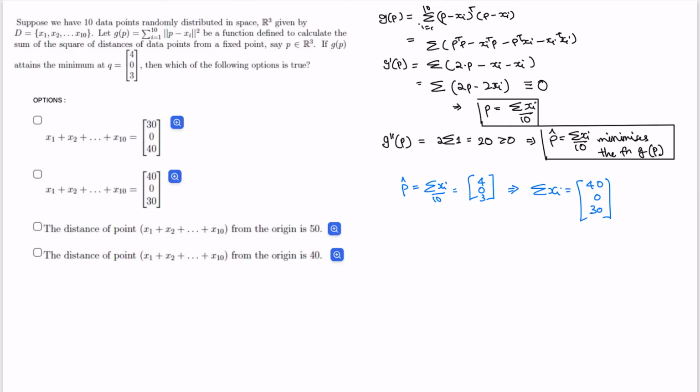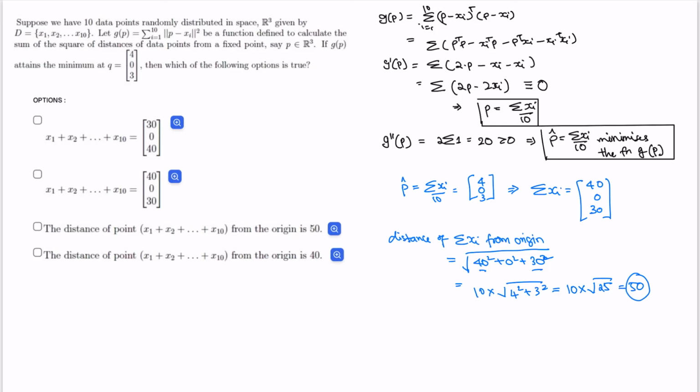Now we have to compute the distance of this particular point, summation Xi, from the origin. So we know the distance from the origin is nothing but the square root of the sum of squares of the individual components, which is the square root of 40 squared plus 0 squared plus 30 squared, right? Now that will be nothing but, let me take 10 squared out, so I can write this as 10 times the square root of 4 squared plus 3 squared. Now we know the square root of 4 squared plus 3 squared is 5. So the answer is 50, right? So we can say that the second option is correct as well as the third option is correct.